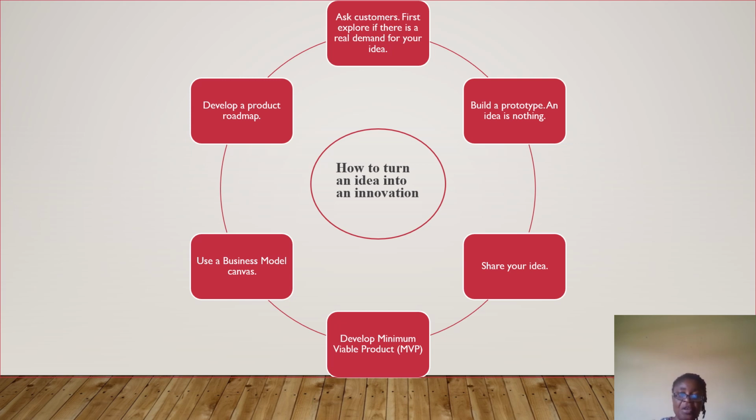The next thing you should do in order to turn an idea into innovation is prototyping, which is also a great method to use. But what you need to do is to develop a minimum viable product, that is MVP. It also allows you to collect feedback and can lead you to great ambassadors.